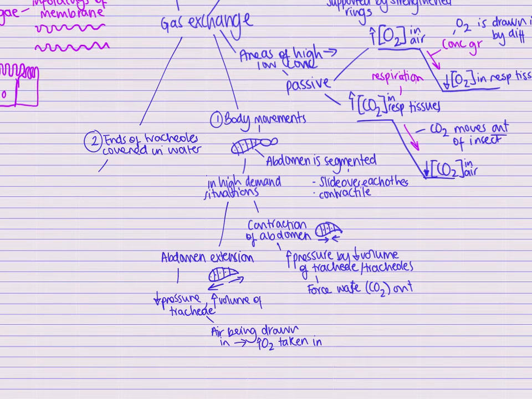Okay, so we know that the tracheoles end at the respiring cells. Okay, so I'm just going to do this as a little step by step. So at the respiring cells, if they're in low oxygen conditions, we call that a hypoxic condition. And that's a new keyword that you can use if you want. So low oxygen, then we're going to respire anaerobically.